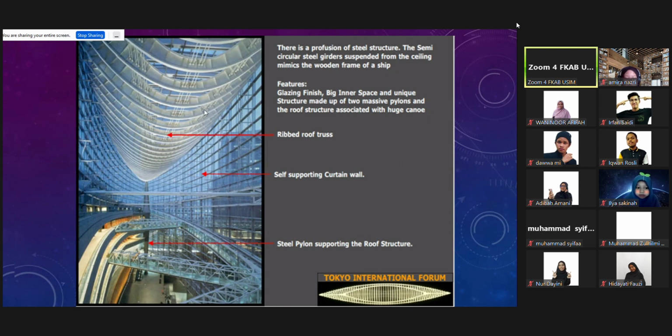And these are the ribs on the roof, but the roof is flat on top of the glass. This is a self-supporting curtain wall, on its own, it doesn't support anything else. And then the steel pylon is the column, these 2 big columns. Let's see how its load forces work. Now we talk a little about the function of the load.